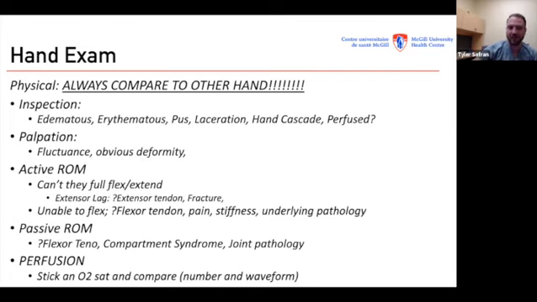Could they bend it passively? And then always get perfusion if there's a laceration, not only medical legally, but it's very important in terms of figuring out if we have to do something stat or we could wait till the morning.